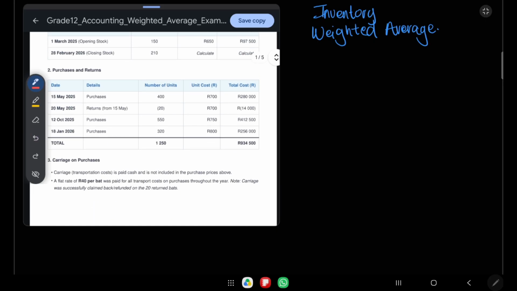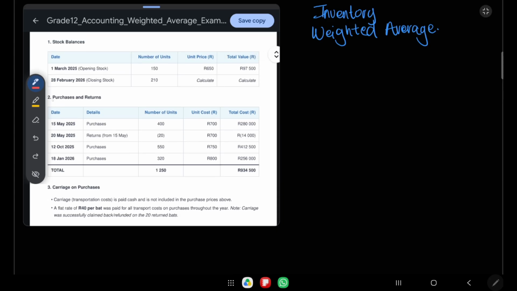Okay. So let's move to the second information. We have purchases and returns. You have our dates, May, October, January. So you have our purchases, you have returns, you have purchases, you have purchases. So number of units for the 15th of May, we had 400 units and the unit cost was 700. So let's try 400 times 700. We get 280,000. So that means they've done the calculations.